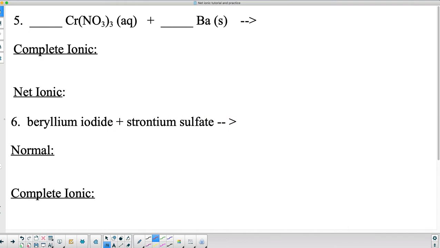So you said, how about number 5? So this is number 5. This is a single displacement reaction. The reason why that's important is that it's going to help us determine what's going on here.